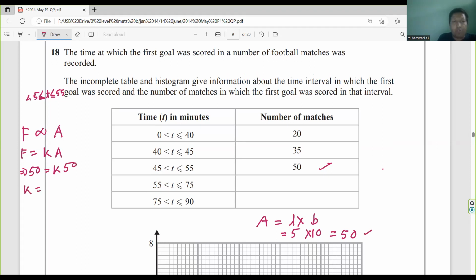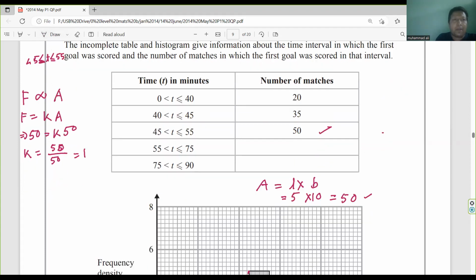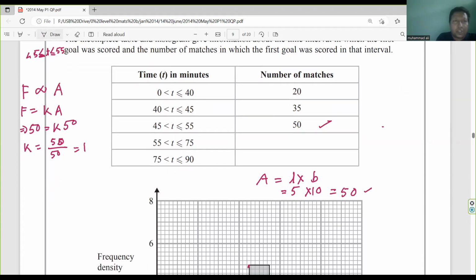So k equals 50 divided by 50, which is 1. Remember, in the beginning of my lecture I said that if k equals 1, we use frequency density equals frequency divided by class width. As k is 1 here, we use this formula.